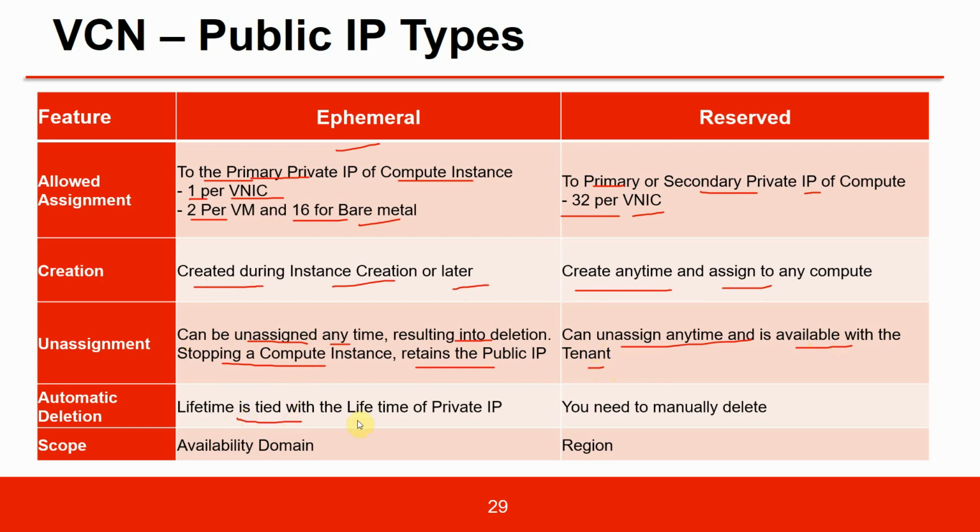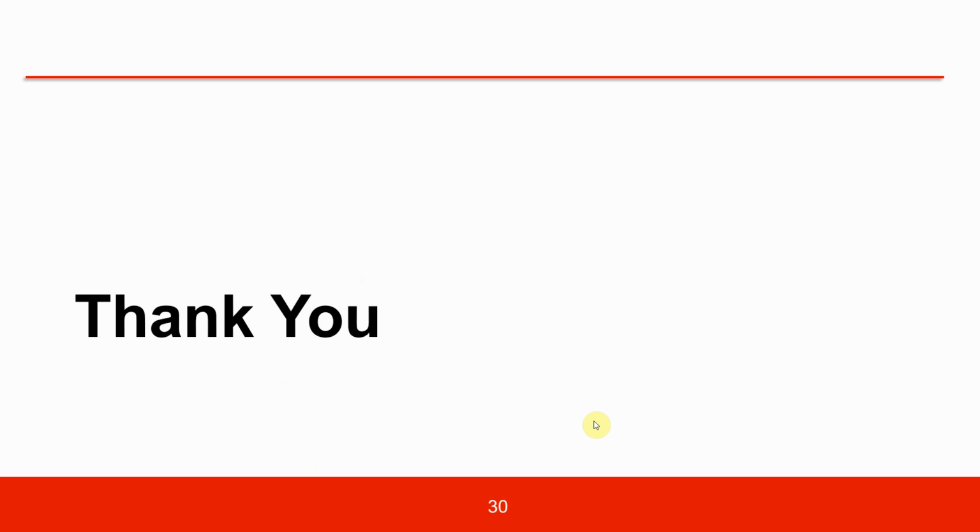Lifetime is tied to the lifetime of the private IP. Here you need to manually delete them. Scope is availability domain, but here reserved IP is regional. That's the difference between ephemeral and reserved IPs. That's all for this session.